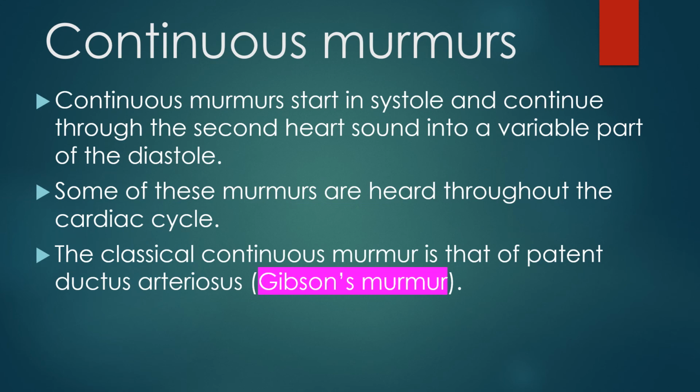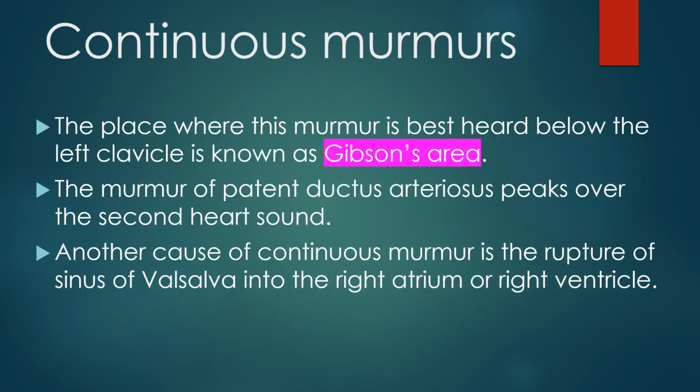Now we move on to continuous murmurs. Continuous murmurs start in systole and continue through the second heart sound into a variable part of the diastole. Some of these murmurs are heard throughout the cardiac cycle. The classical continuous murmur is that of patent ductus arteriosus, known as Gibson's murmur. The region where this murmur is best heard below the left clavicle is known as Gibson's area. The murmur of patent ductus arteriosus peaks over the second heart sound.